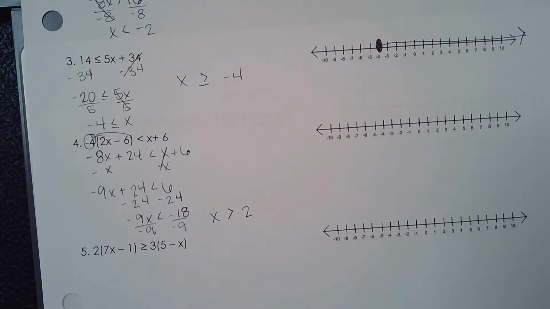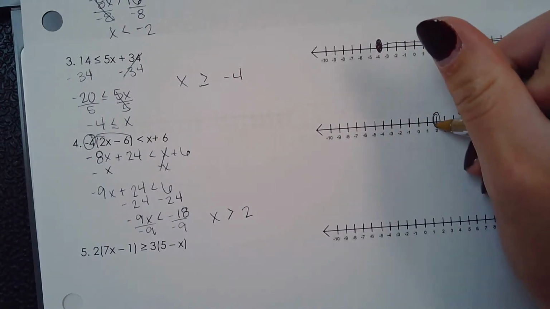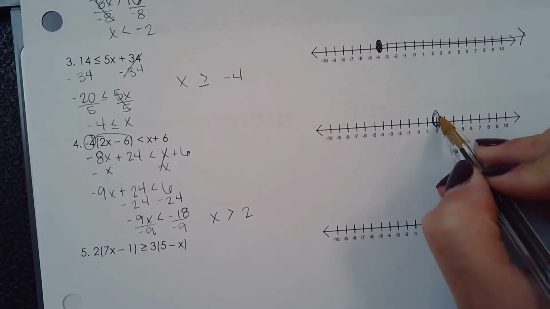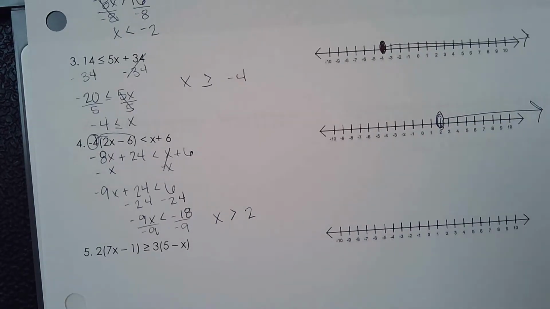So when we go graph this, do we have an open circle or a closed circle? Open circle at positive 2. Do we shade left or right? Questions?